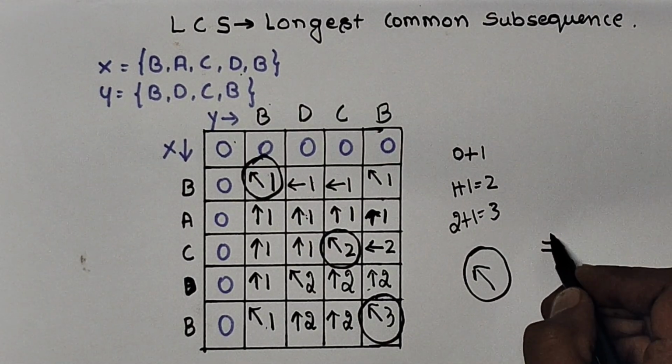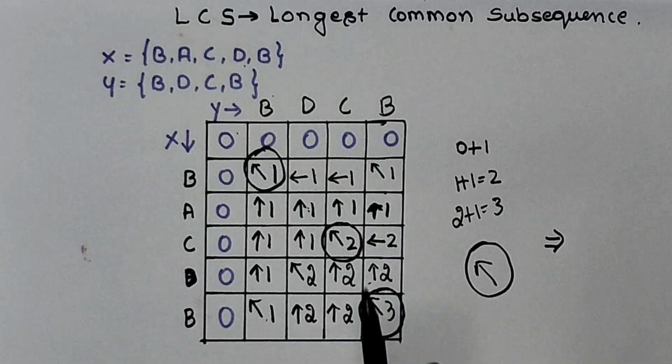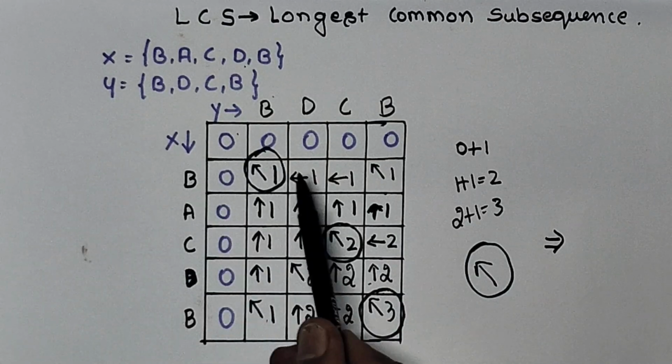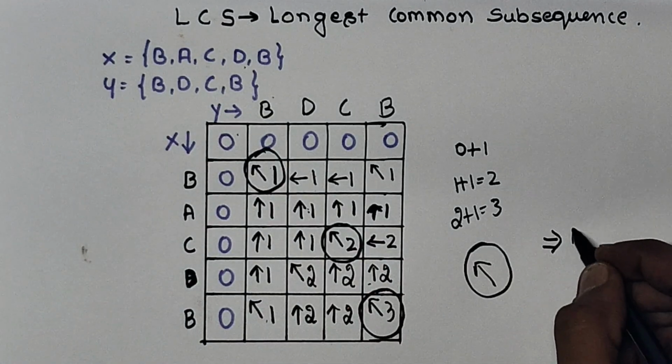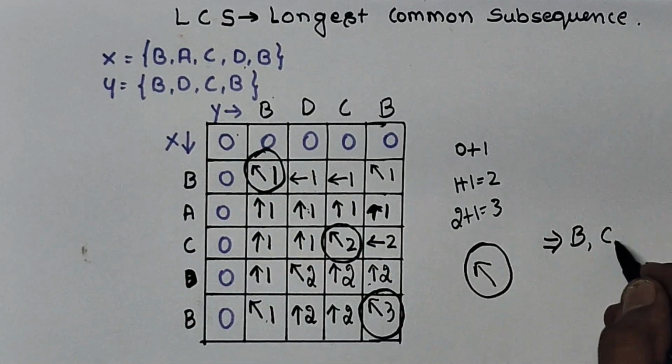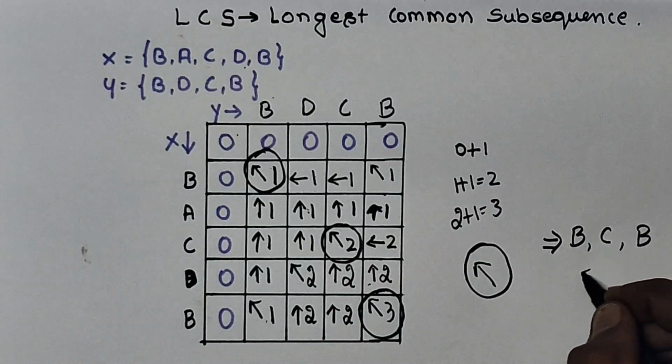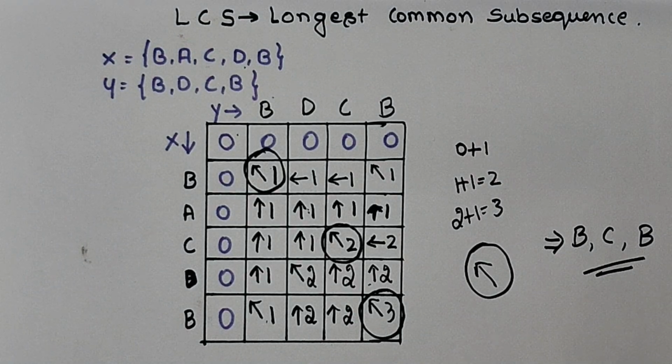Now at the last step, at the answer, what we will be doing is, we will be just writing the column element in which we rounded the tilted arrows. So B, comma, C, comma, B. So this is the final answer for the given longest common subsequence problem.